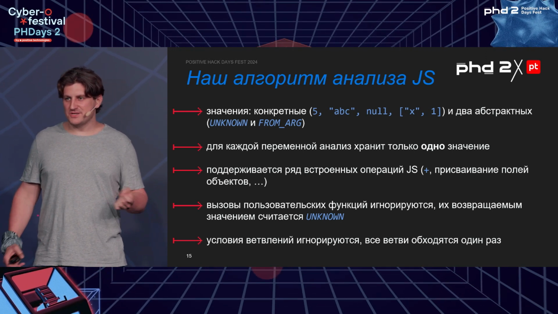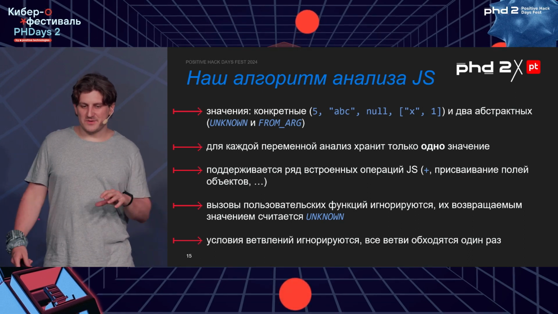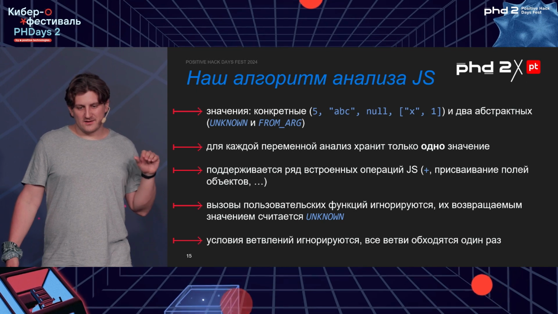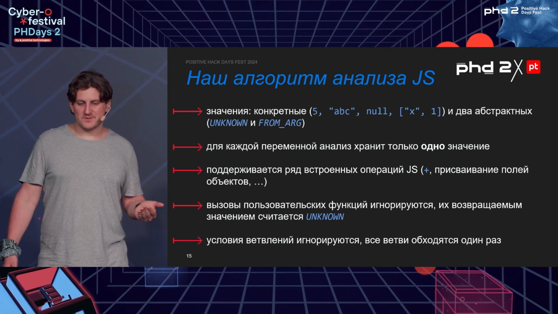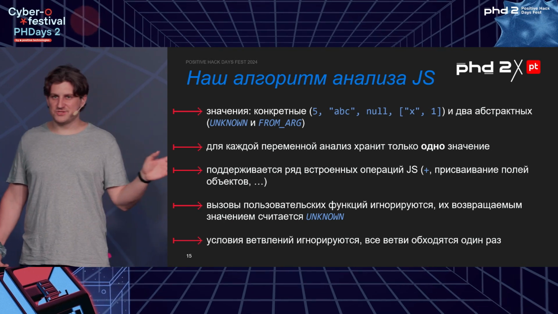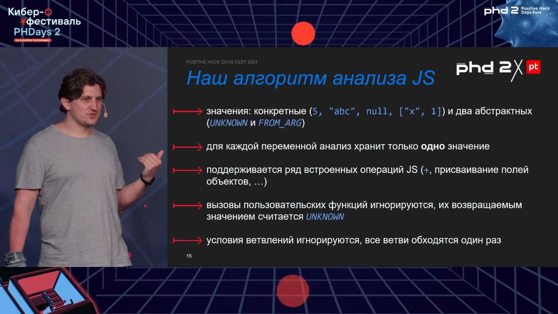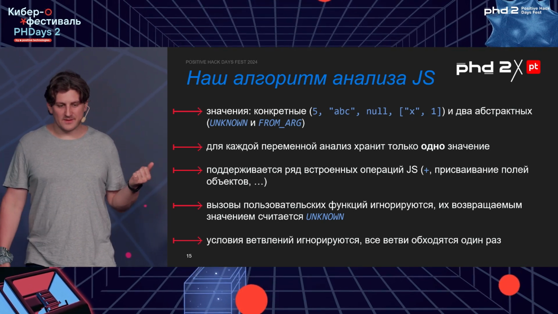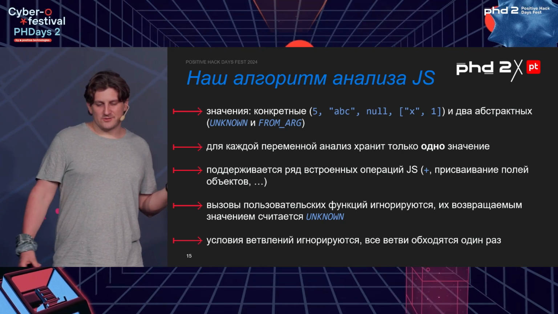If the analyzer cannot calculate the value of a particular expression, then it will flag it as unknown. And it will simply store just a single value for each and every variable. It will also support a bunch of embedded operations in JavaScript, such as plus, reading fields, and so on and so forth. So in order to do its computation, it should be able to access the fields where the individual elements are.